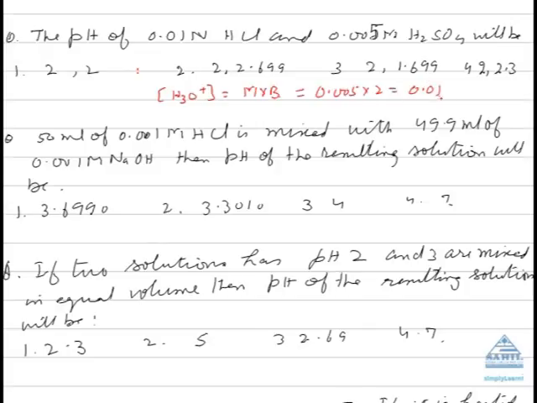So both H2SO4 and HCl are 0.01 normal. Hence in both the cases the pH will be 2. So the answer will be first.